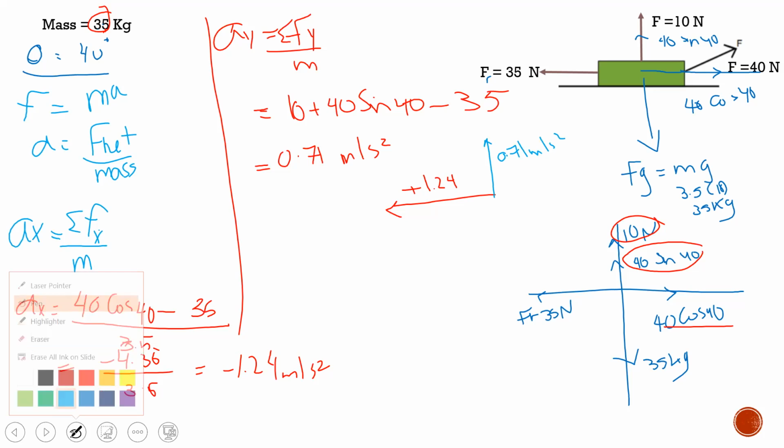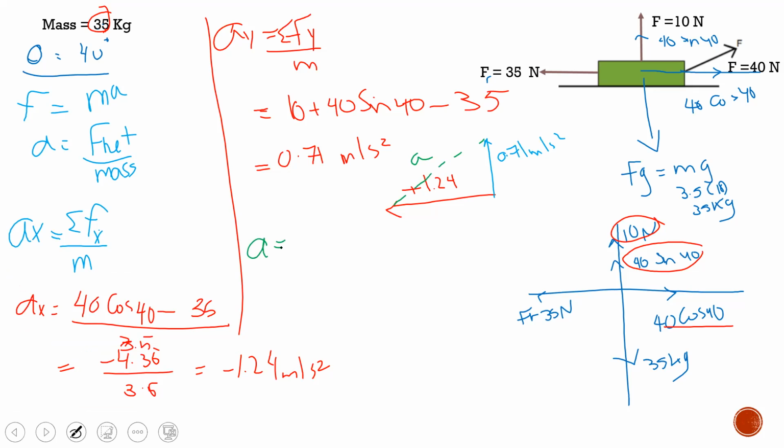I need to find now A, the acceleration. To find the acceleration, as we said before, we will use the Pythagorean theorem. It is a_x squared plus a_y squared, so it's negative 1.24 squared plus 0.71 squared.